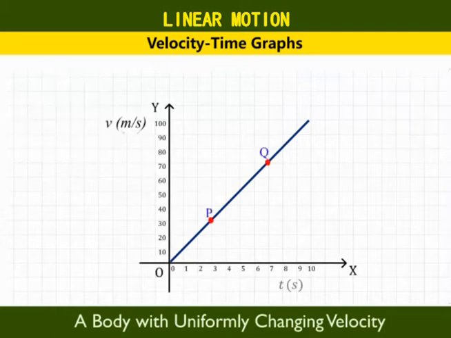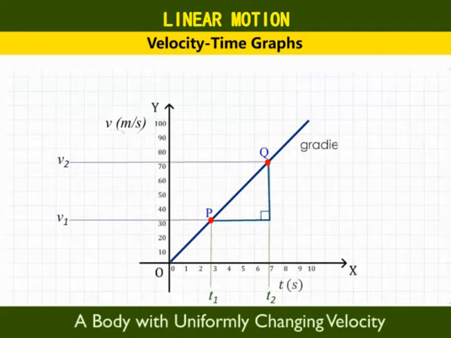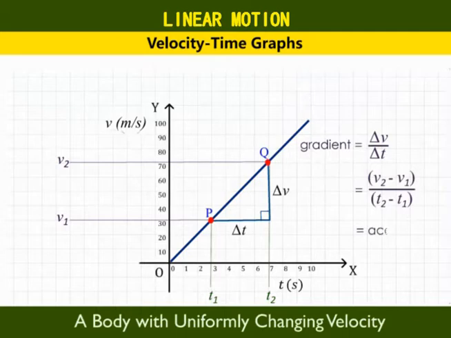If you take any 2 points P and Q after times T1 and T2, V1 and V2 are the corresponding velocities. Gradient of the line is equal to delta V over delta T, which is equal to V2 minus V1 over T2 minus T1. This gradient is equal to the acceleration. And since the graph is a straight line, its gradient is a constant and hence constant or uniform acceleration.